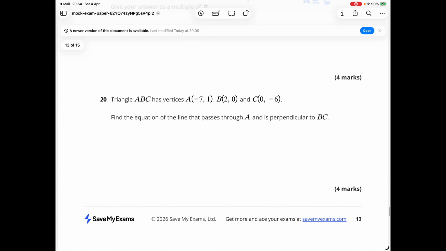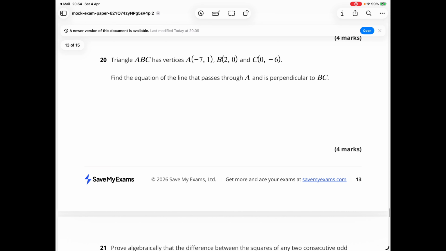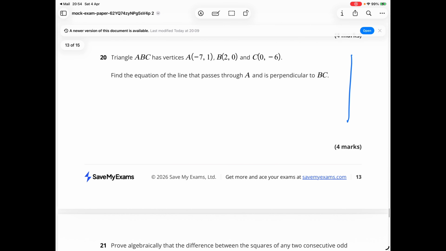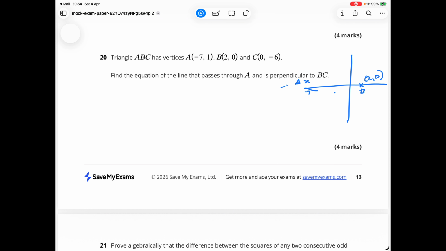Okay, so a triangle has vertices A at minus 7, 1. Let's sketch this. So minus 7, that's about there, minus 7, 1. That's A. B is 2, 0. So let's put that in as B at 2, 0.